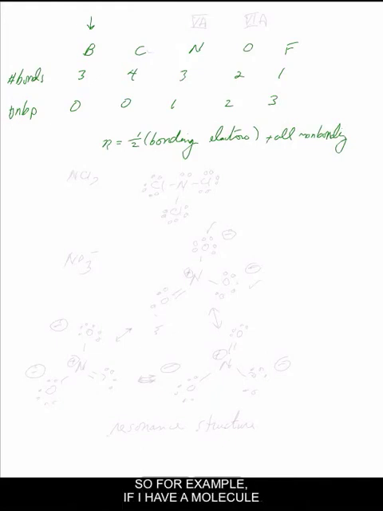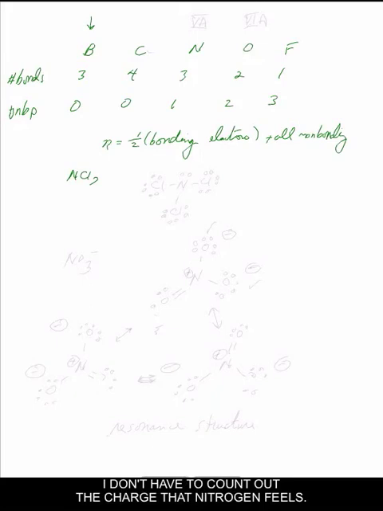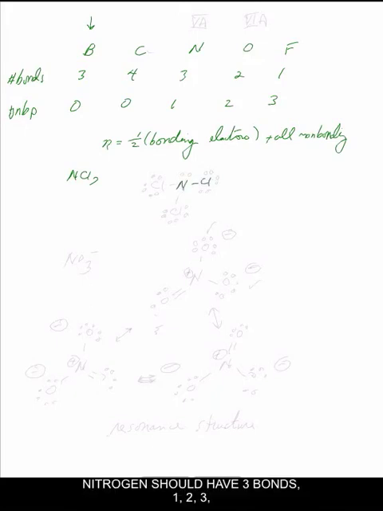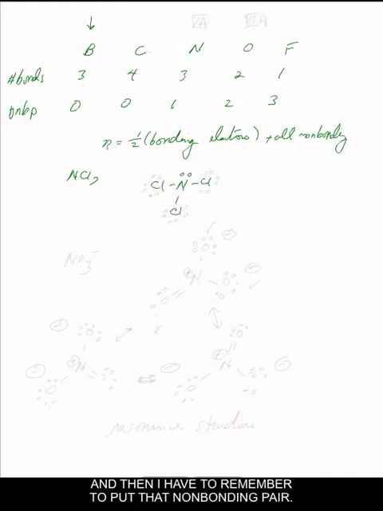So for example, if I have a molecule like nitrogen trichloride, I don't have to count out the charge that nitrogen feels. Nitrogen should have 3 bonds, 1, 2, 3, because there are, after all, 3 chlorine atoms, and then I have to remember to put that non-bonding pair. Chlorine, by the way, is just like fluorine. It should make 1 bond and have 3 sets of non-bonding pairs.